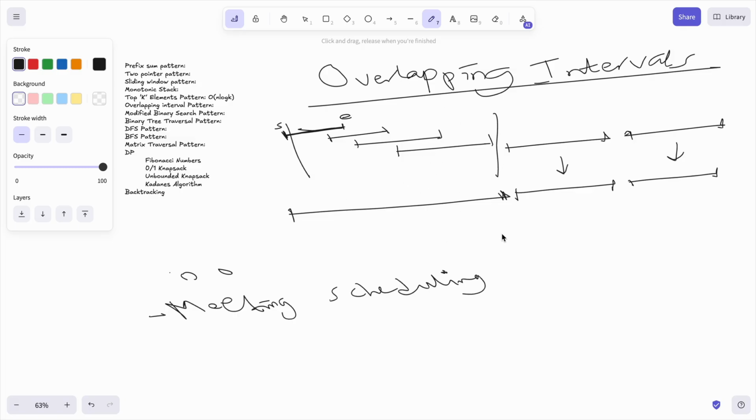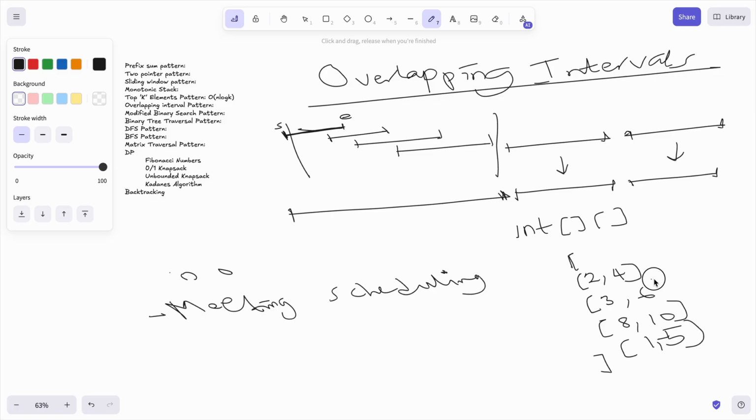Usually you'll be given an input that will be represented as a two-dimensional array. Usually it's an integer array, but this time around we'll have a two-dimensional integer array such that every entry is going to be a pair of integers. So the first one could be from 2 to 4. The next one could be from 3 to 6. The next one could be from 8 to 10. Another one could be from 1 to 5.